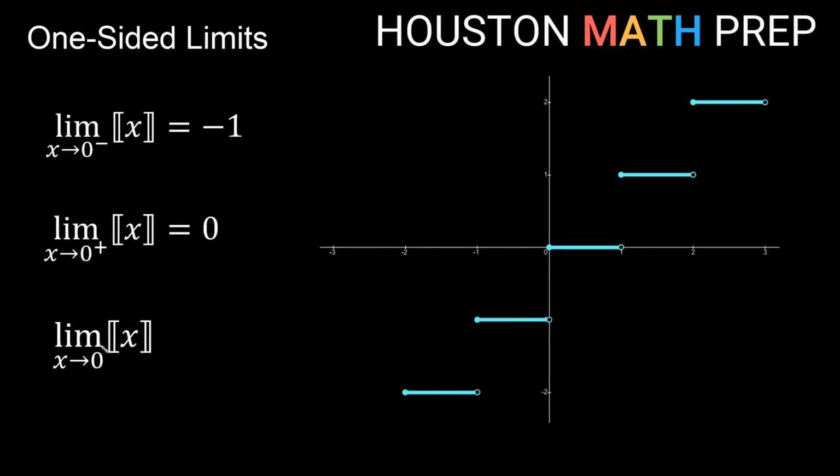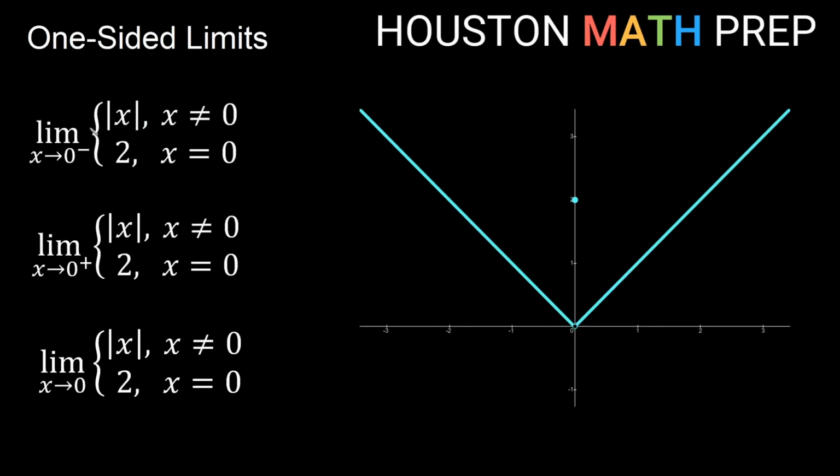And now the general limit, the overall limit as x approaches 0 of my greatest integer function here would not exist because one side approaches -1, the other side approaches 0, and so we'll say that this overall limit at x equals 0 does not exist.